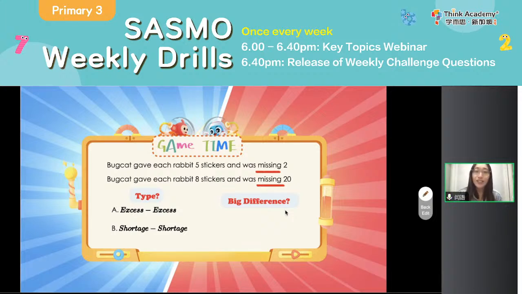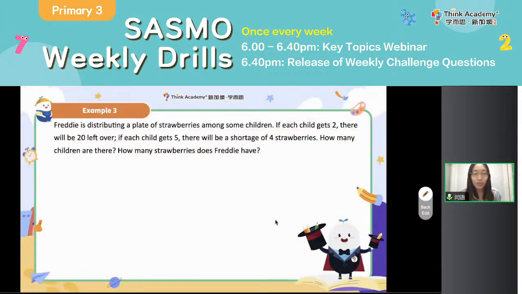Okay, so here shortage. So what is the big difference? Compare the two scenarios. What is the big difference? Good job. The bigger number minus the smaller number. So that is 20 minus 2, so you can see that the answer is 18. Okay, is it easy? Should be easy for you now, right? Okay, so following this, let's move on to example 3. It is a bit complicated. The most important thing is you can understand the question properly. Okay, let's read it together.